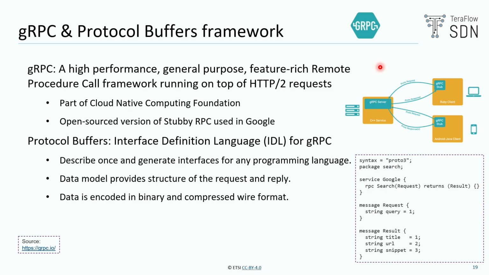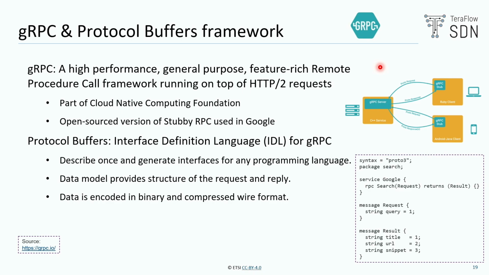Next point is gRPC. This is gRPC, a high performance and general purpose framework, which is quite rich in terms of features. It's highly performant because it's based on HTTP/2. That means that we are not conveying text for the requests and the replies. It's binary data that is encoded and in some cases also compressed. So it's quite efficient.